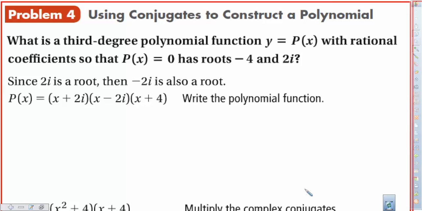Alright, so let's take a look at how we can use conjugates to create a polynomial. Before we do that, let's just take a second. Let's just read this one. What's a third degree polynomial function, y equals p of x, with rational coefficients so that p of x equals 0 and it has roots of -4 and 2i?